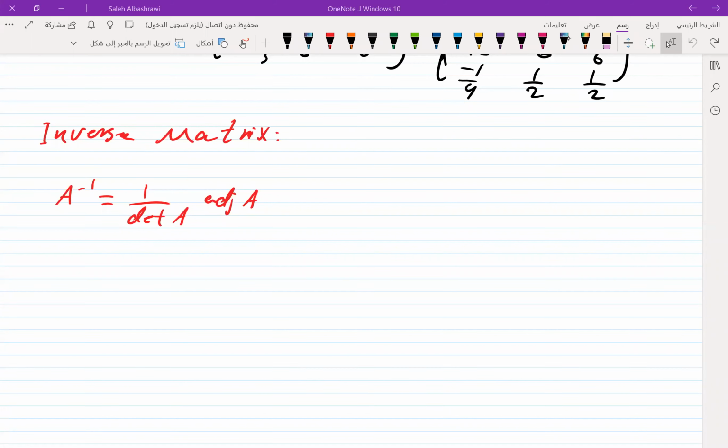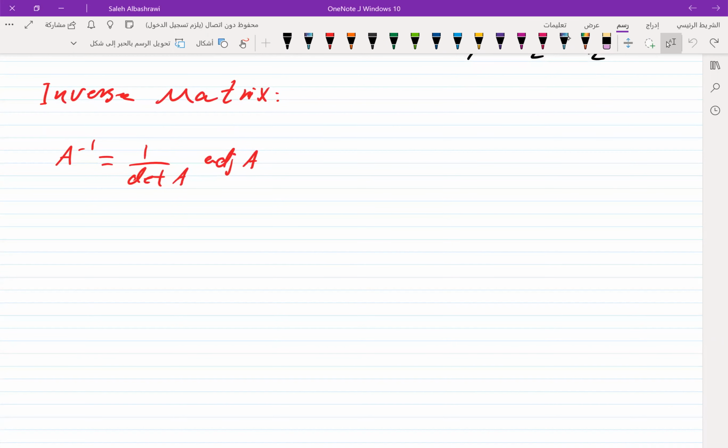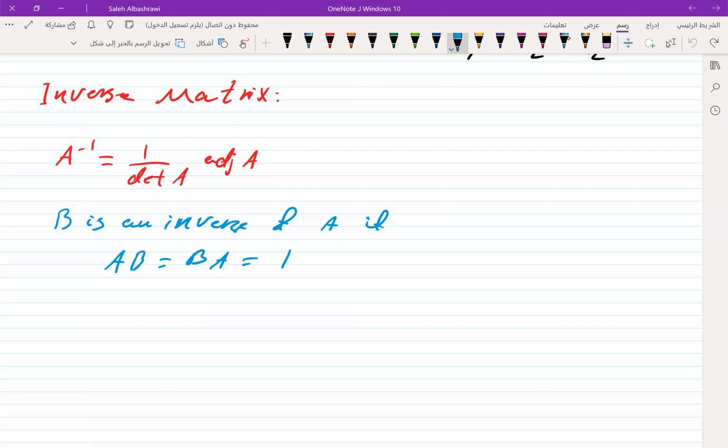Bismillah ar-Rahman ar-Rahim. In the last part, we defined the inverse matrix. We said that the inverse matrix can be found by A inverse equal to 1 over the determinant of A multiplied by the adjoint of A. And we said that B is an inverse of A if A multiplied by B equal to B multiplied by A equal to the identity.